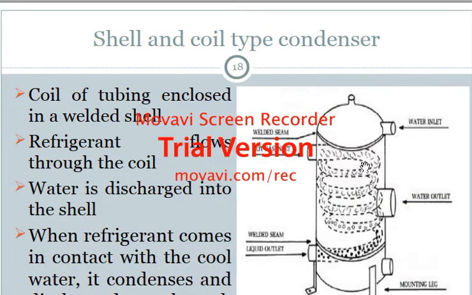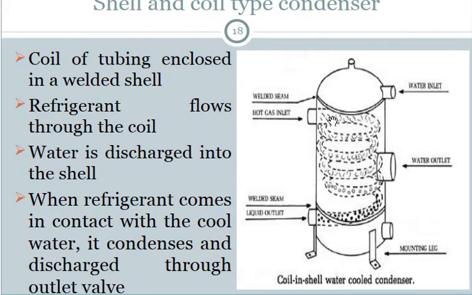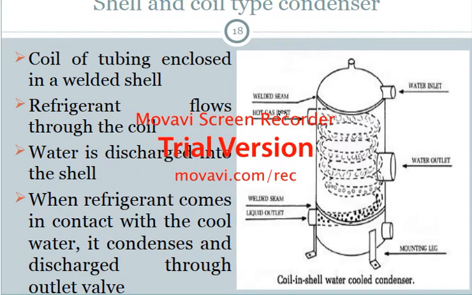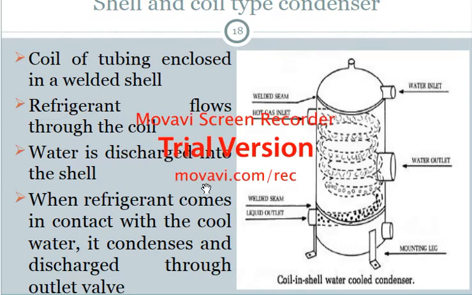Another type is the shell and coil type condenser. Actually it is the same as the first type, but this type is constructed in a spiral. The refrigerant goes through the inside of the tube, and the water we supply in the shell goes through the tubes. So the coil of tube is enclosed in a welded shell, and refrigerant flows through the coil. Water is discharged into the shell, and when the refrigerant comes in contact with the cold water, it is condensed and discharged through the valve.